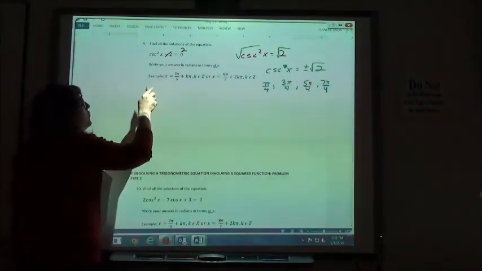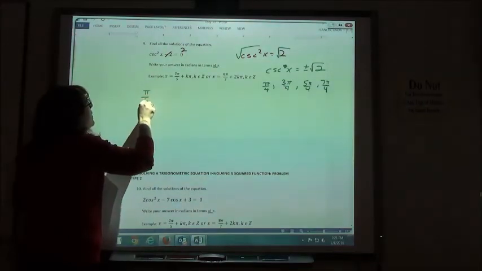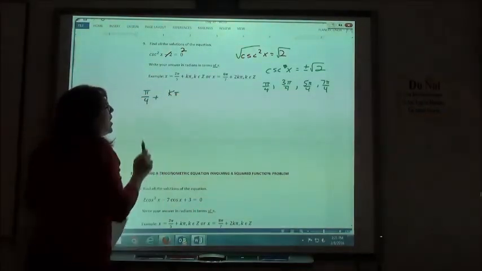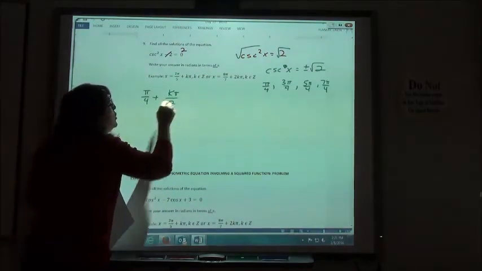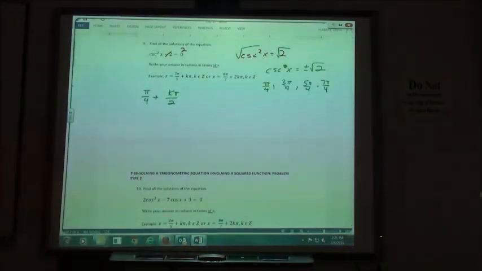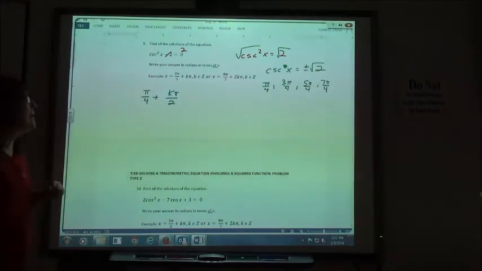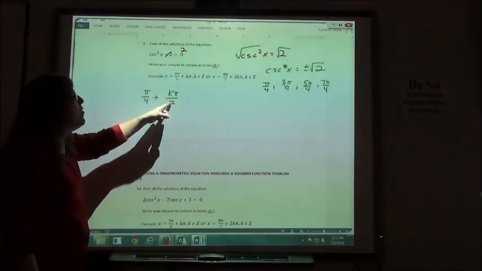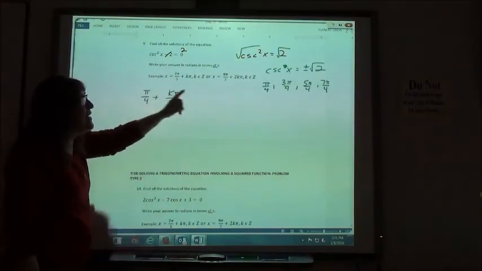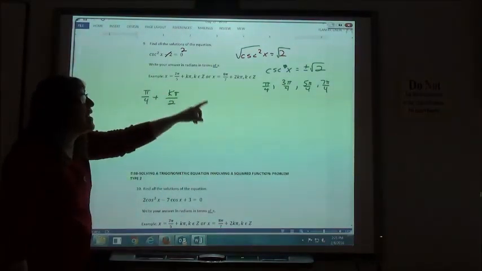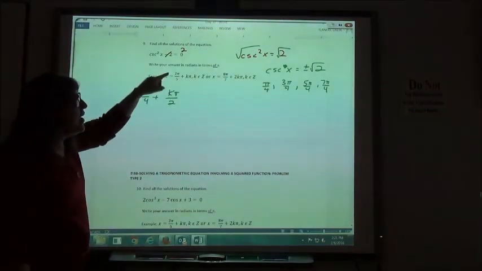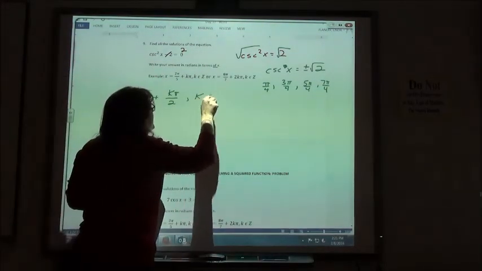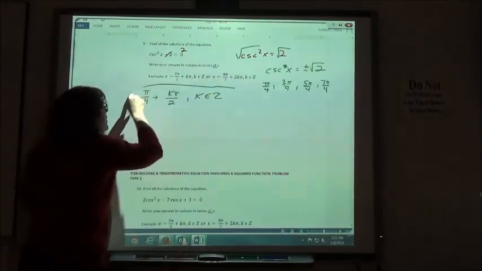I'm going to start off with my pi over 4 plus, instead of doing k pi, which is 180 degrees, I'm going to do k pi over 2. 180 divided by 2 is 90. So I'm going to take pi over 4, I'm going to add 90 to get 3 pi over 4, I'm going to add 90 to get to 5 pi over 4, I'm going to add 90 to get to 7 pi over 4, and then I'm just going to keep going around my circle. Again, k has to be an element of z.